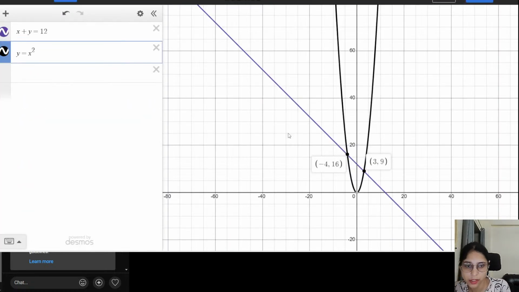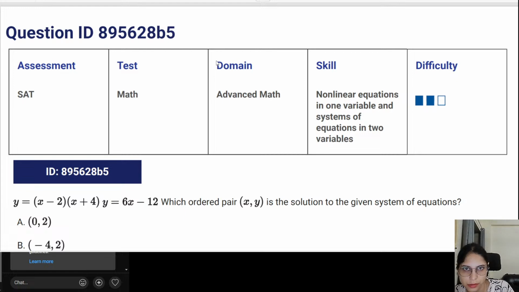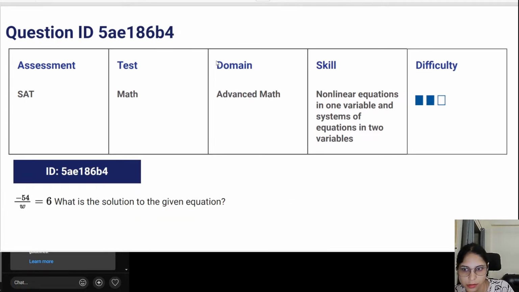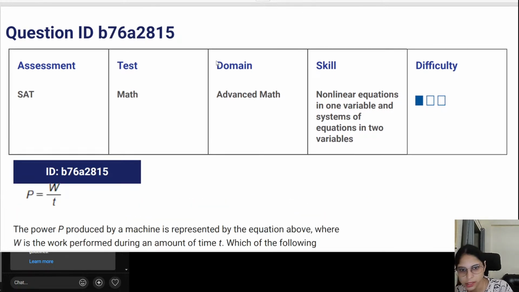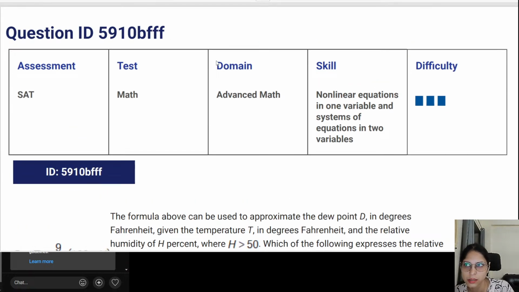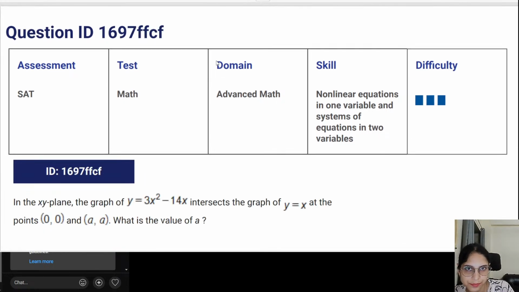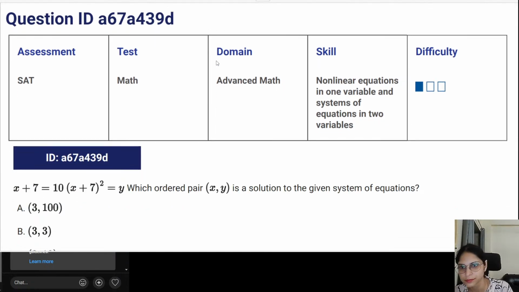Possible values of x are negative 4 and 3. So 3 is our answer. It is mostly just Desmos. But when you have it on both sides, like when you have two equations, you have to look at the point of intersection. Again, system of equations.